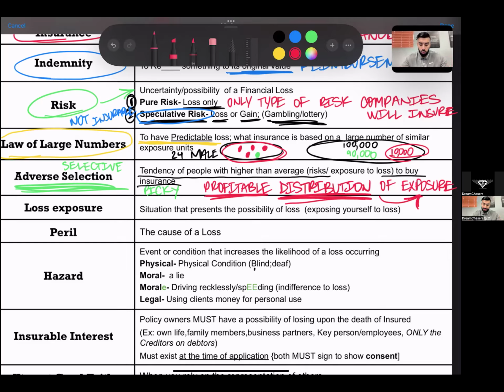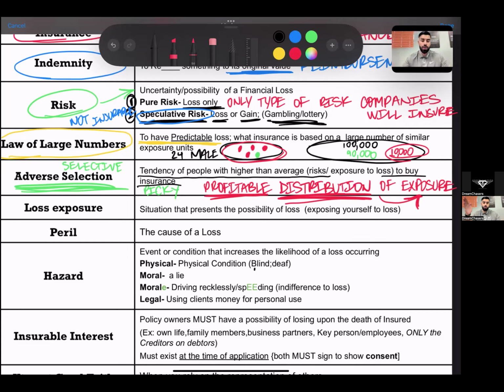So what that entails with a profitable distribution of exposure is when poor risk, meaning unhealthy people, are on one side and the super healthy are on the other side. So this is how a company is going to distribute their exposure so that they're profitable. Poor risk will be on one side, super unhealthy. Preferred risk will be on the other side, which means super healthy. And then average risk is going to be in the middle of that. So that's how companies distribute the exposure so that they're profitable.